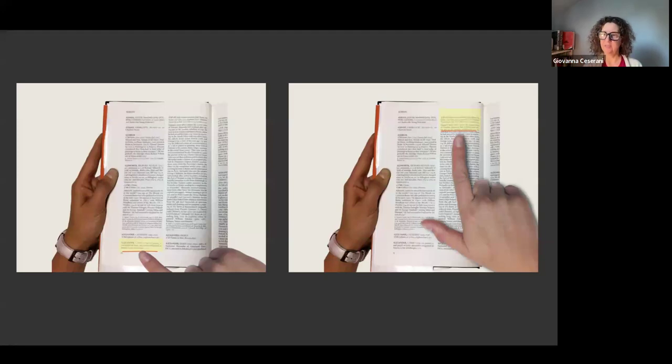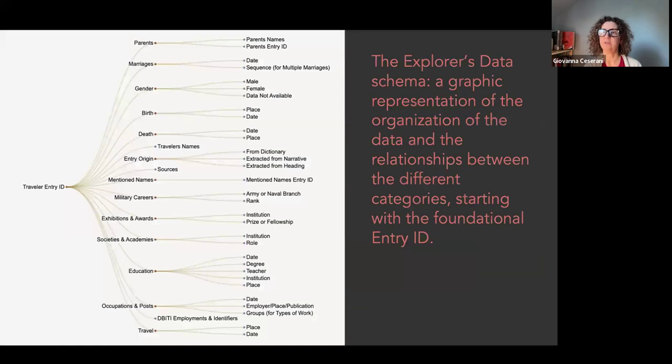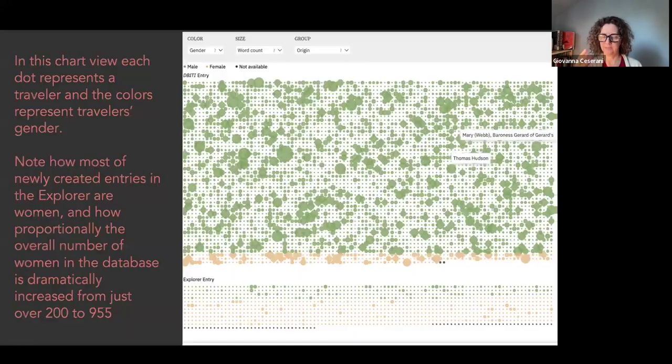But then if you read the narratives, you find that, for example, his wife and his daughter are mentioned, but did not make it into the entry as a heading. What we did in the database is that we gave an entry to every traveler that was mentioned in the dictionary. And what you see in this slide on top, as a dot, is every traveler's entry that was already in the original dictionary.